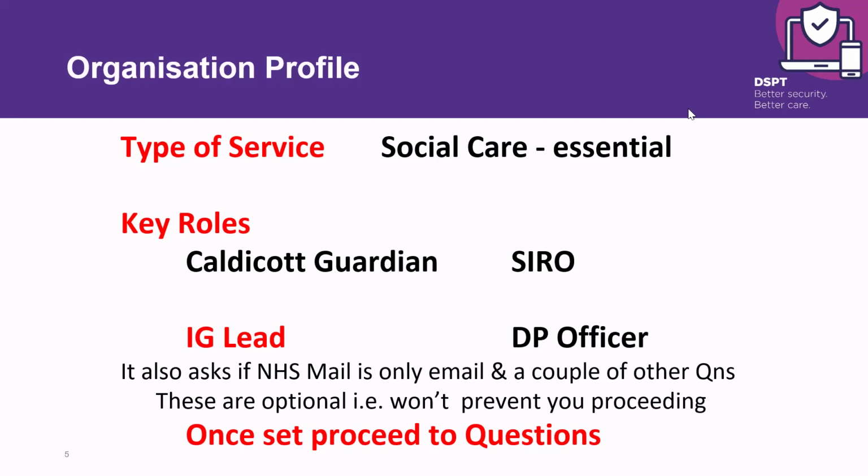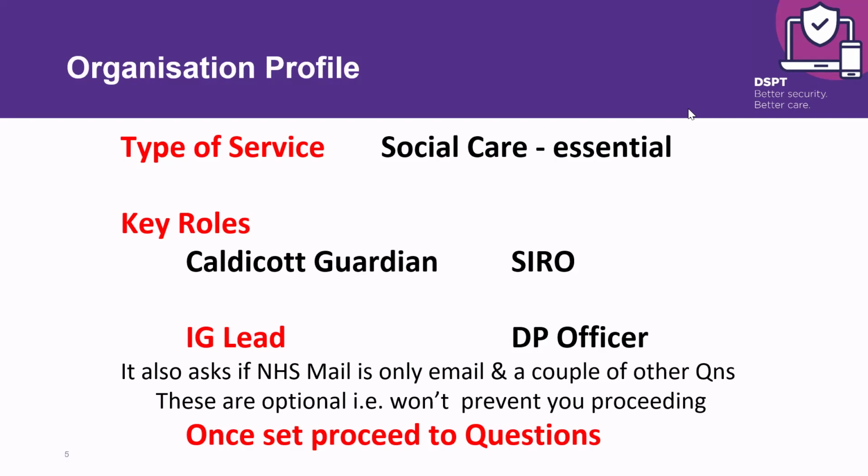If you choose the social care option, then what it will do is strip out all of the questions from the DSPT that don't apply to a social care environment. So it makes it very specific to social care. So it's essential that you do choose the social care button in order to get to the right questions.